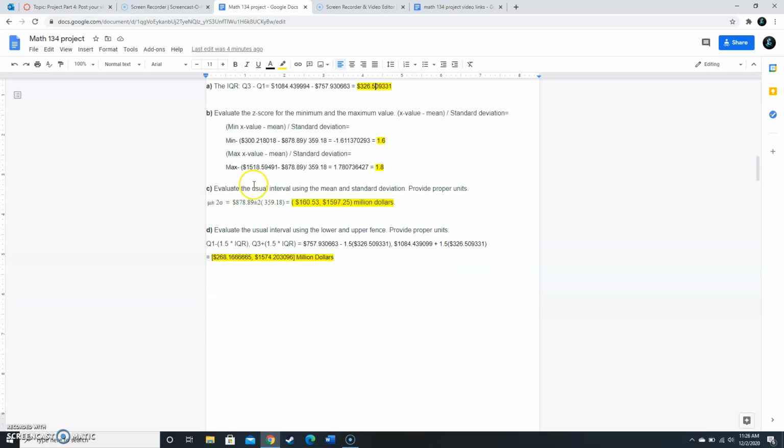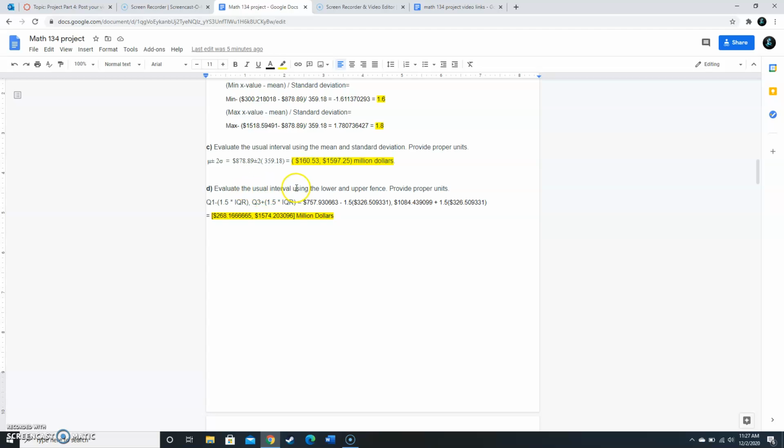Part C was evaluate the usual intervals using the mean and standard deviation. The equation for this was the mean plus or minus 2 standard deviations, and my intervals were $160.53 million and $1,597.25 million. Sorry.